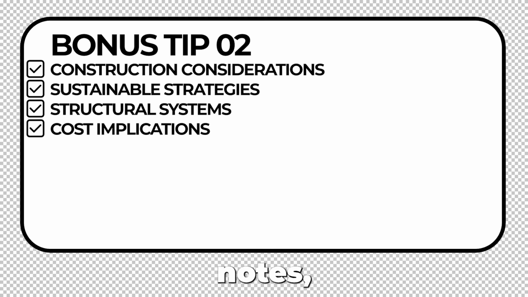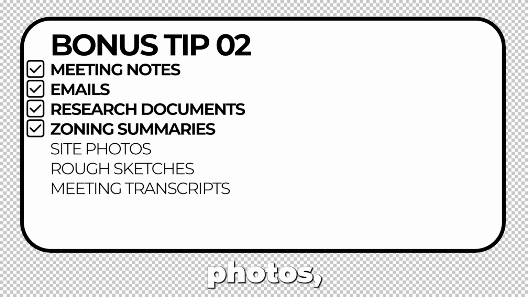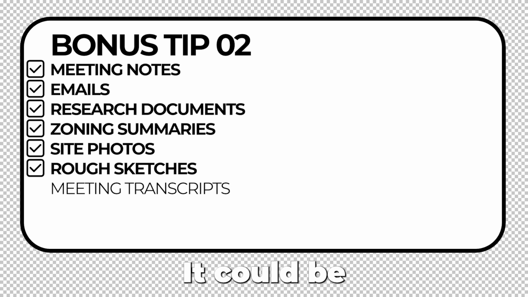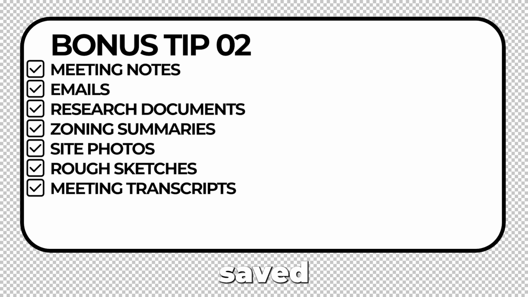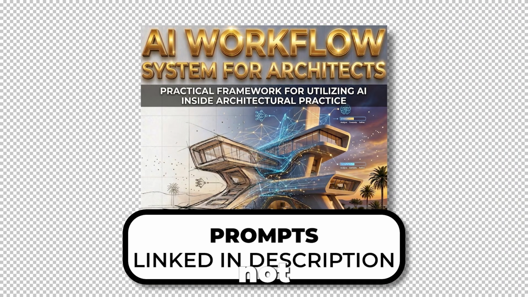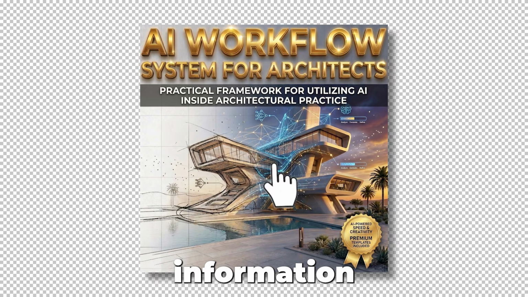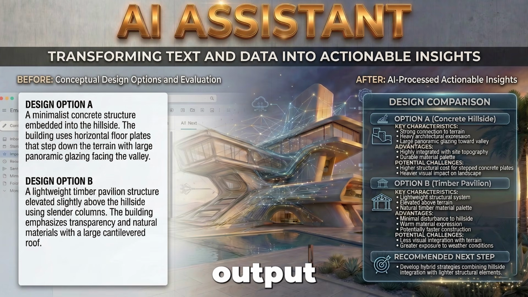This could be things like meeting notes, emails from the client, research documents, zoning summaries, site photos, rough sketches. It could be emails that you've saved or saved transcripts from Zoom calls or meetings that you had. The more context that you give the AI, the better the results are going to be from these prompts. They do about 80% of the work for you, and then you just have to supply it with the information that it requires. Think of these prompts as a starting framework, not necessarily a very rigid formula. You can adapt them to fit whatever information you have available and whatever type of output you need.